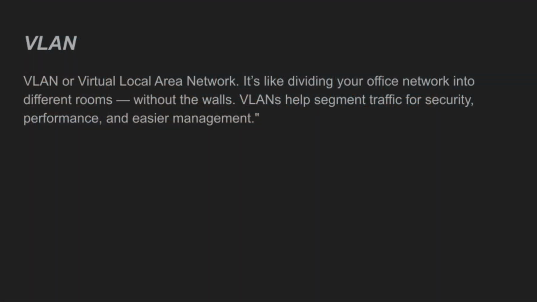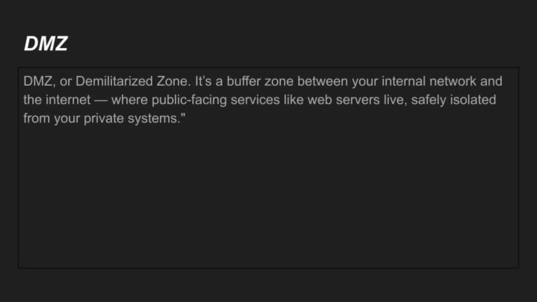First up, VLAN, or Virtual Local Area Network. It's like dividing your office network into different rooms without the walls. VLANs help segment traffic for security, performance, and easier management. Next is the DMZ, or demilitarized zone. It's a buffer zone between your internal network and the internet, where public facing services like web servers live safely isolated from your private systems.